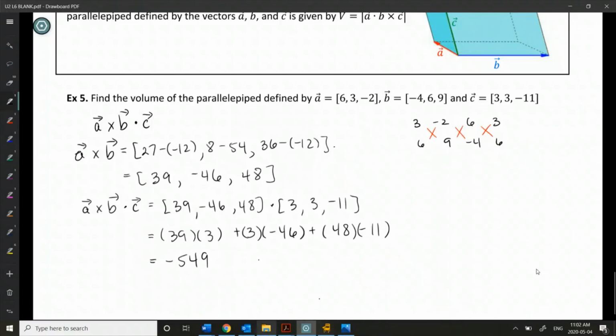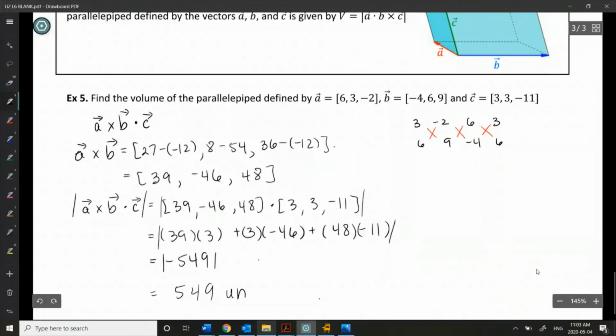Now, as I said, see how we get a negative answer here? That's why these absolute value bars are in fact important. I actually forgot to write them. So we'll make sure that we take the absolute value of that, which means that we get 549 units cubed. Okay, it is important to note that we are measuring in cubic units here. So that should be our answer for volume.